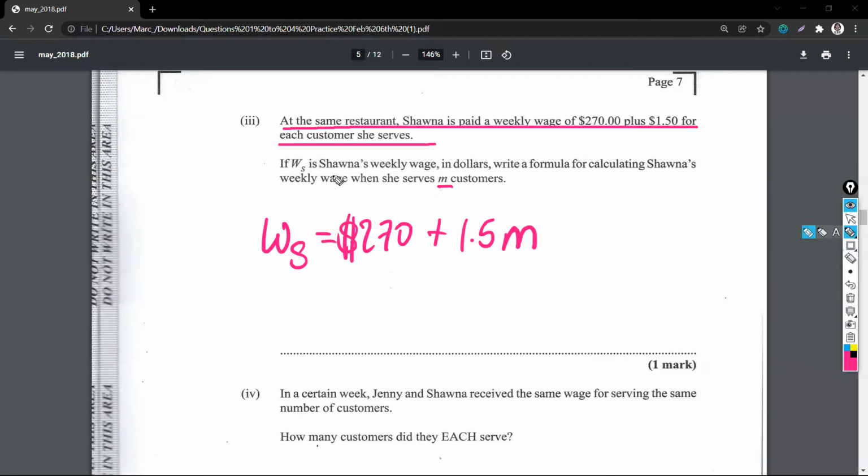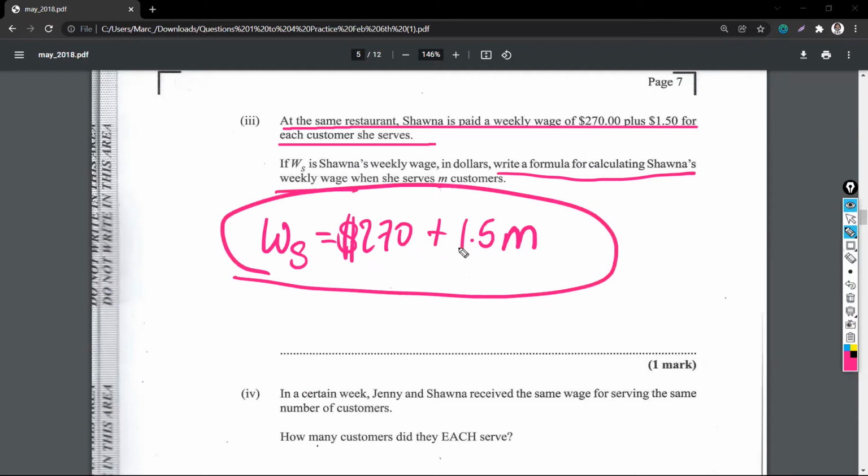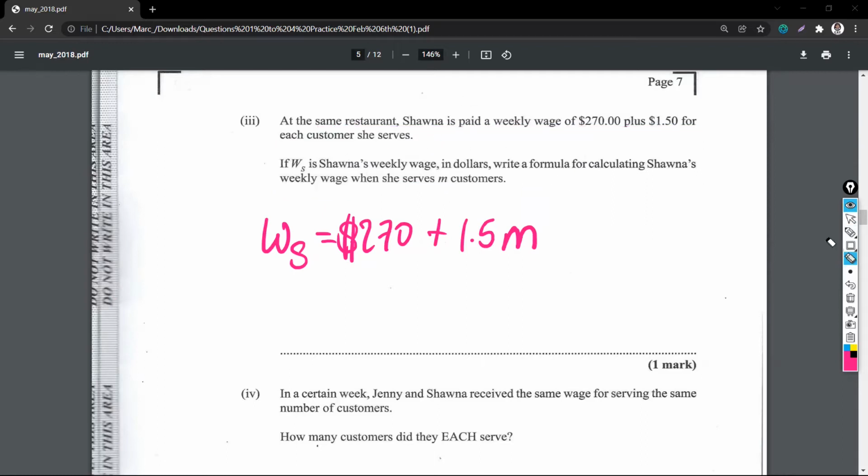So this is what they're asking you for, guys. Write a formula to calculate Shauna's weekly wage. This is the formula. WS is equal to 270 plus 1.5 M. So that will give you the 1 mark. Cool?